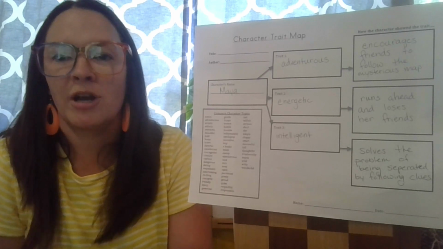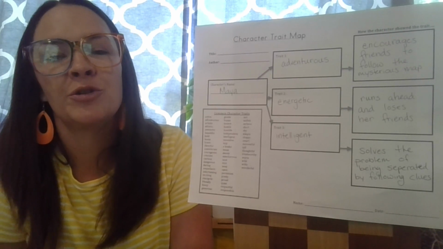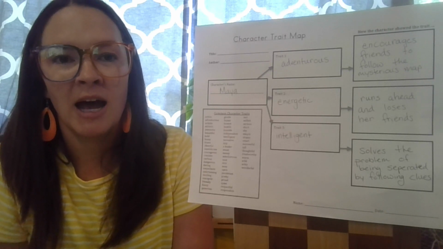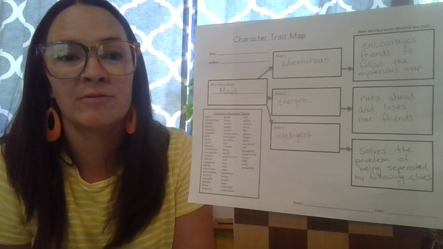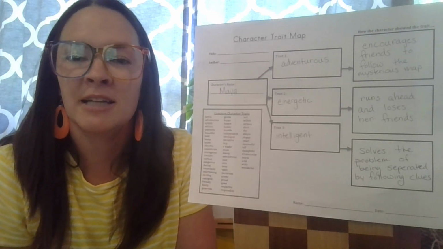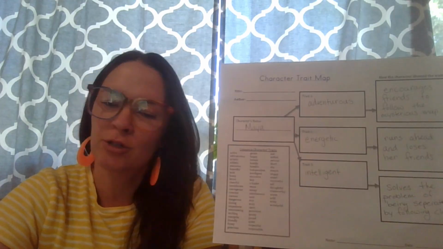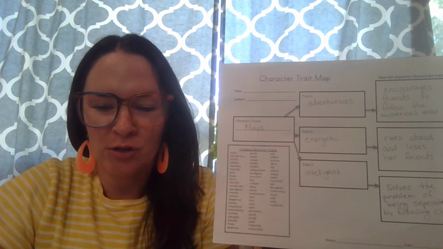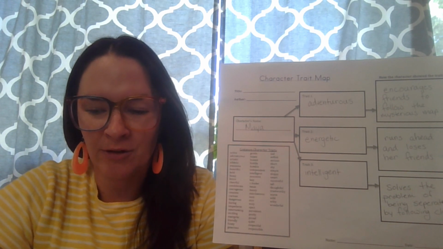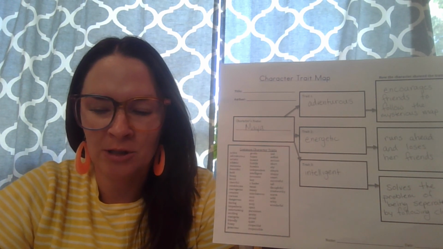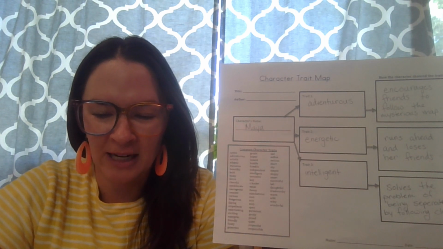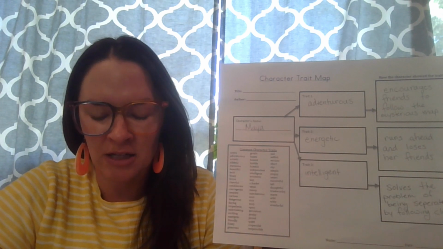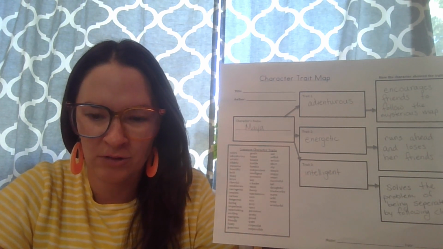Once we have our character trait map filled out, now I'm ready to do a descriptive paragraph about my character, Maya. I want to describe that she's an adventurous, energetic, and intelligent character. Here's what I have. Maya loves reading about nature and feels most at home where she can move freely outside. She sometimes gets in trouble at school for being too wiggly, but science class is worth the struggle. Maya isn't afraid to try new things and doesn't mind exploring the woods near her house at night.